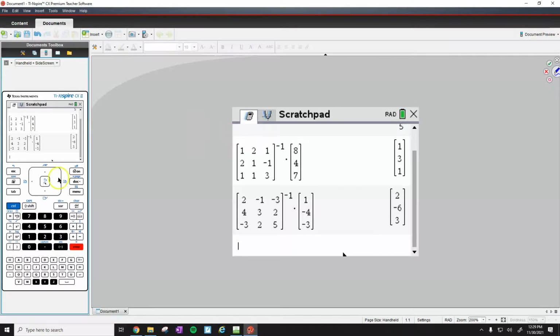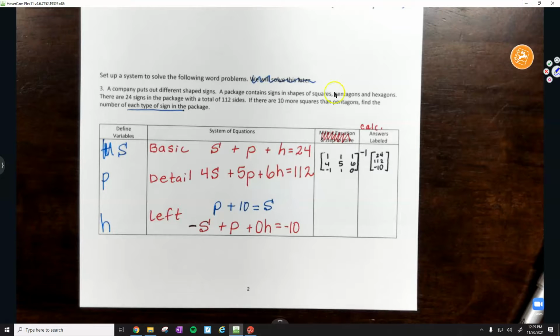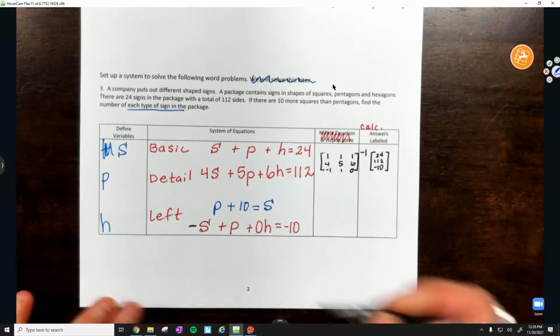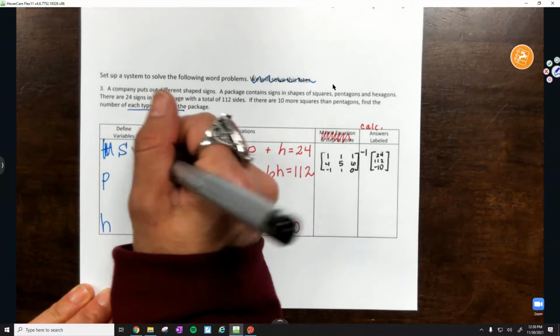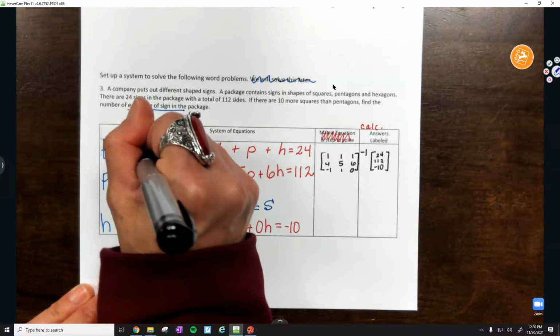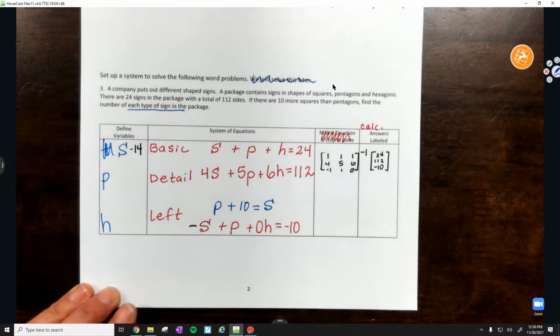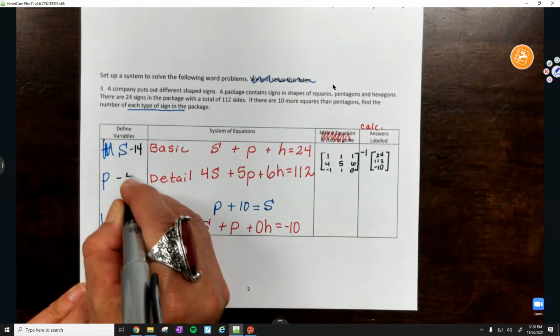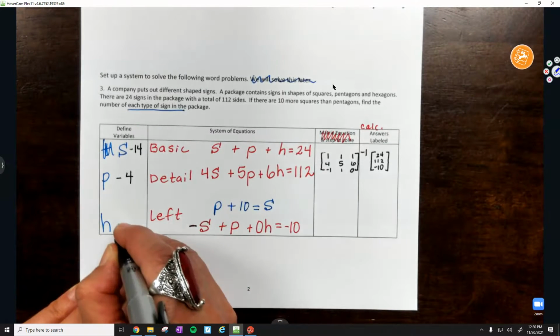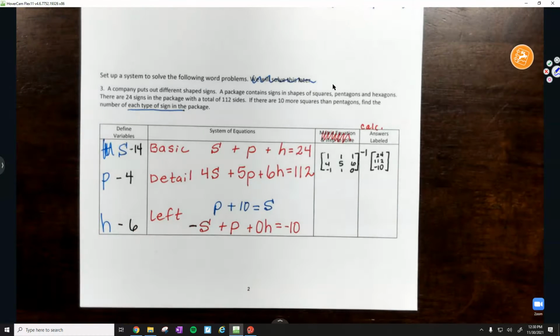What did you guys get for that? 14, 4, and 6. That is correct. Anybody else? Does anybody need help? There's 14 squares, there's 4 pentagons, and there's 6 hexagons. Any questions on that? You all have that on your screen.